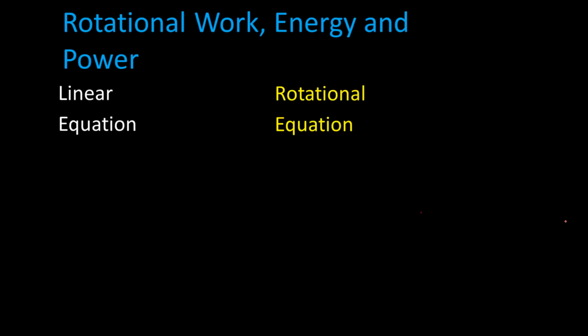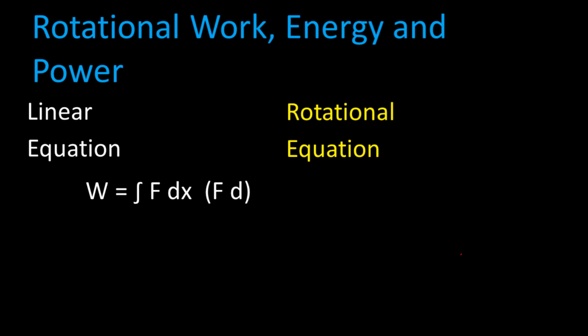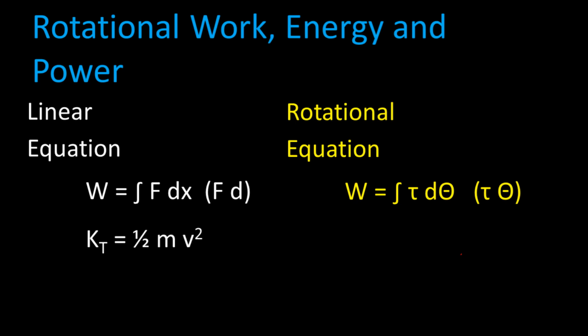Let's take a look at our equations or relationships in both the linear, the translational, and the rotational worlds. As we know, our work is equal to the integral of force dx. If our force stays constant across a range, then that just simplifies as force times distance. Again, in the rotational world, our work is the integral of tau d theta. Tau is our torque. Theta is our angular rotation or angular position. And if our torque stays constant with rotational position, this simplifies to tau times theta.